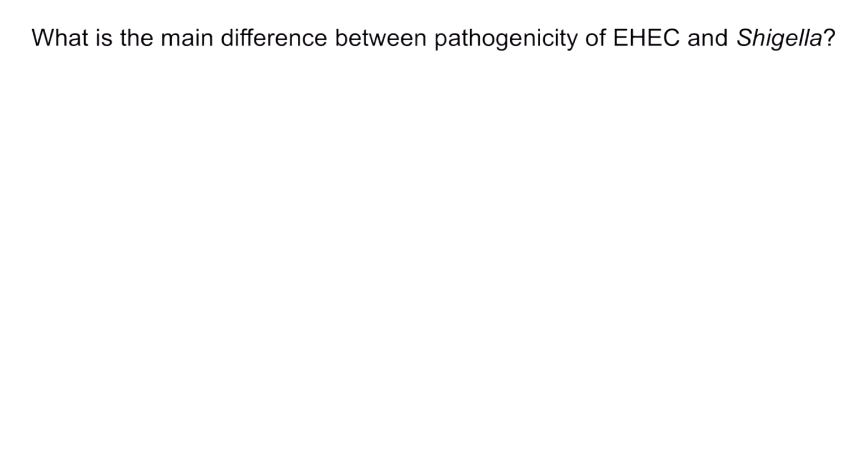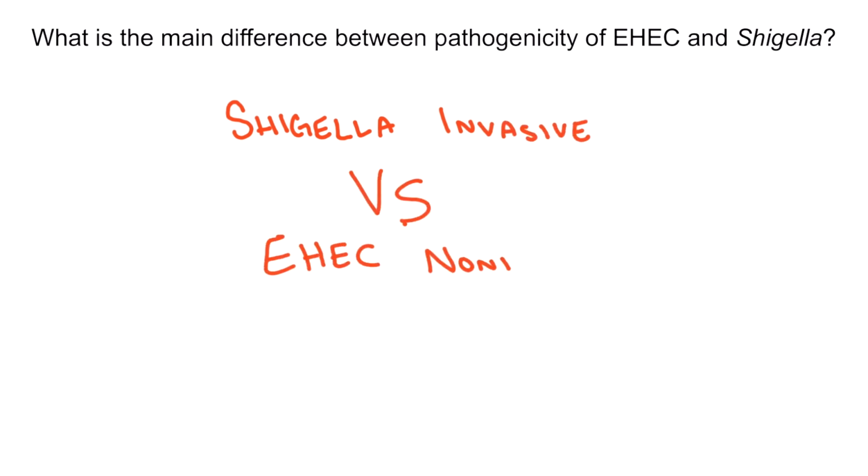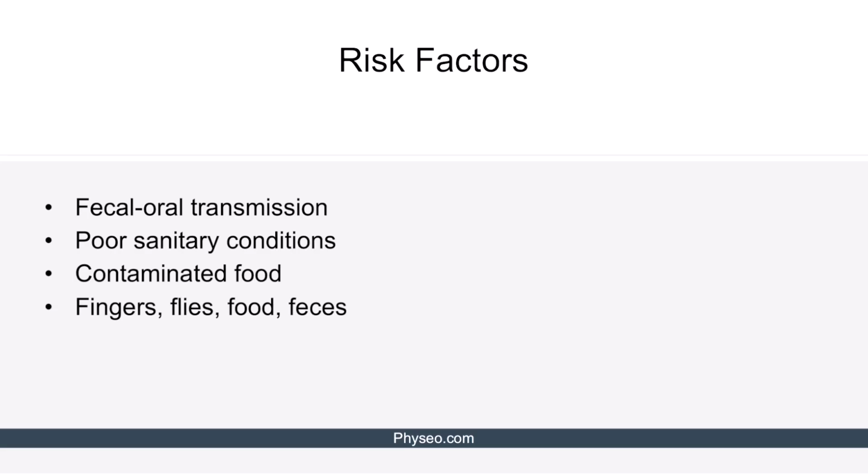Now, what's the main difference between pathogenicity of EHEC and Shigella? Well, as we discussed on one of the previous slides, Shigella is an invasive bacterium that produces Shiga toxin, while EHEC is a non-invasive bacterium producing verotoxin, or Shiga-like toxin. So just remember, Shigella invades, EHEC does not. Shigella is characterized by fecal-oral transmission, just like EHEC, and it's prevalent in the regions with poor sanitary conditions, which is also fairly intuitive. And it can also be transmitted by contaminated food.